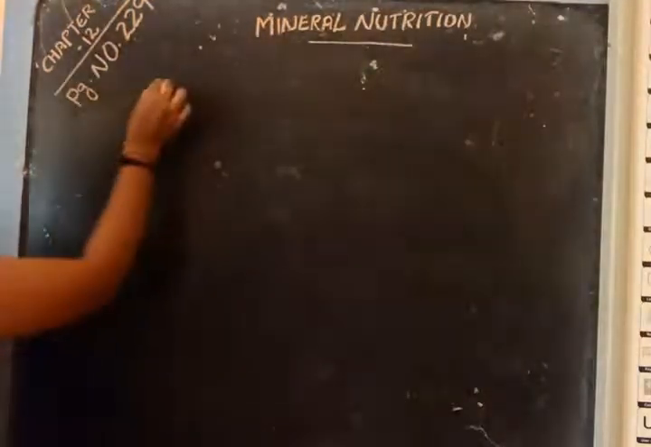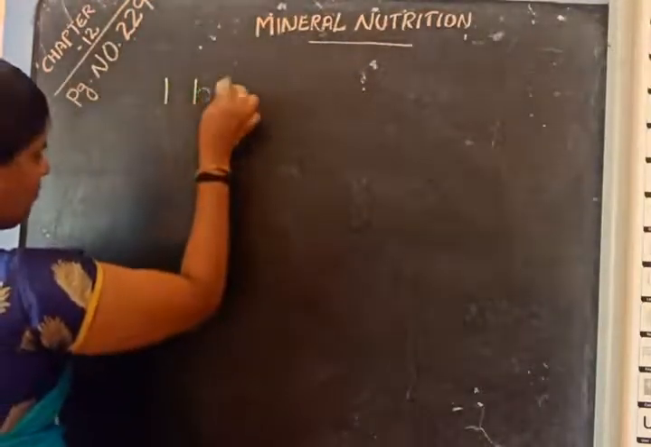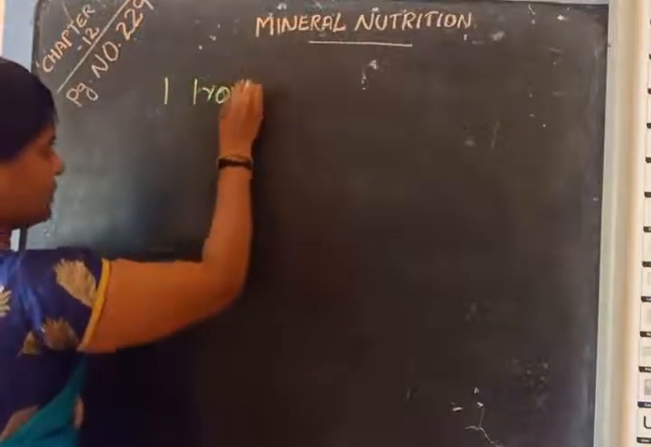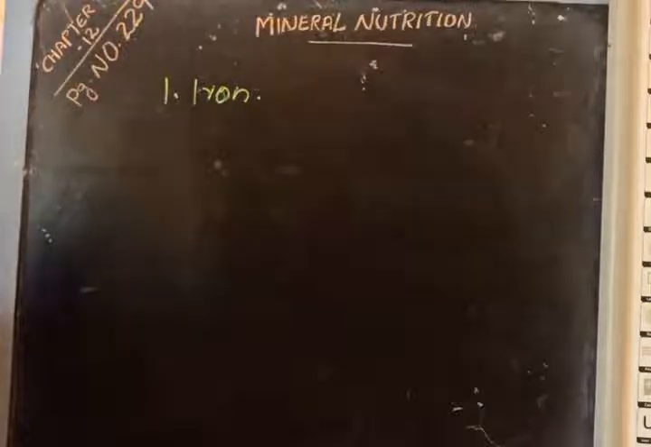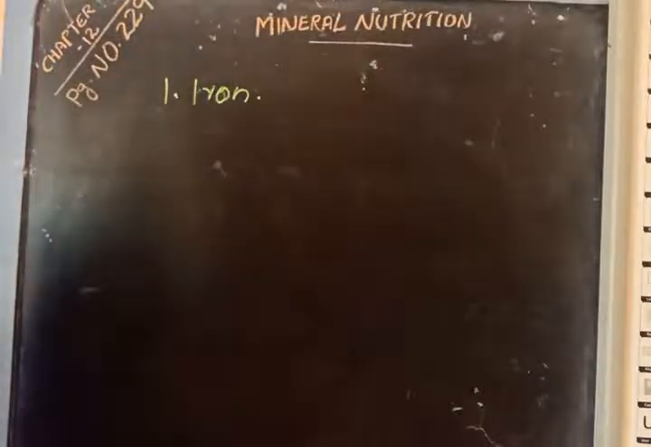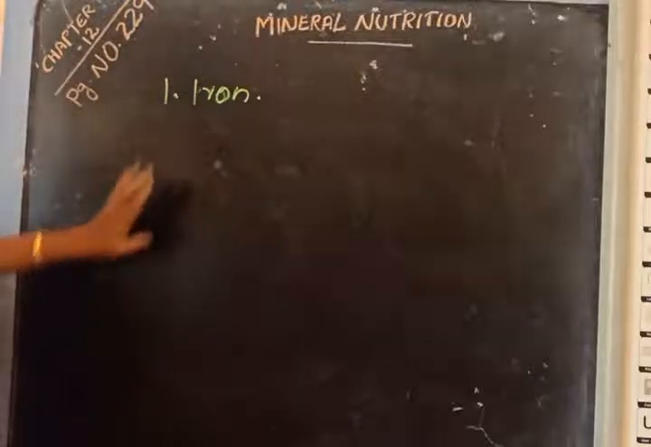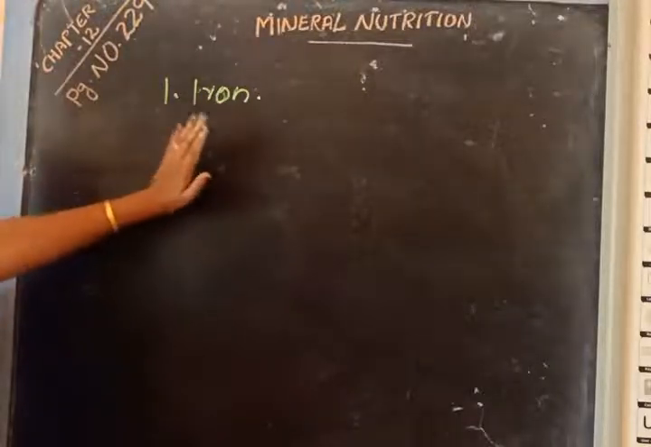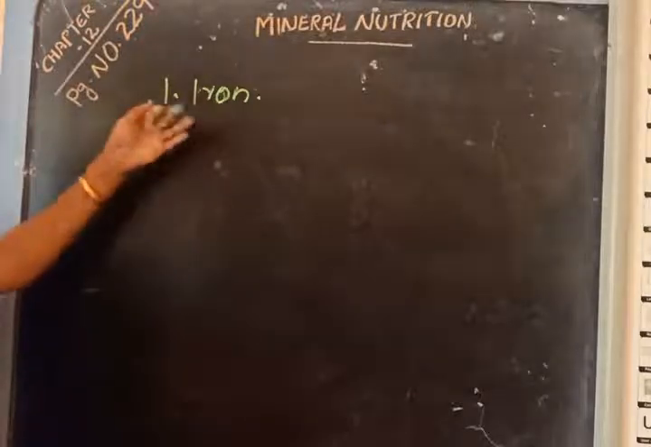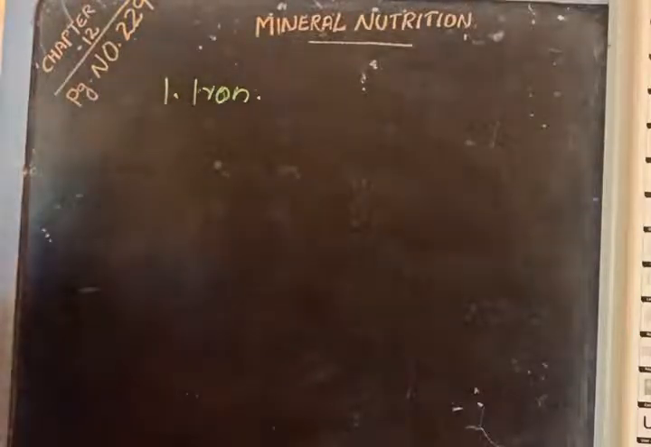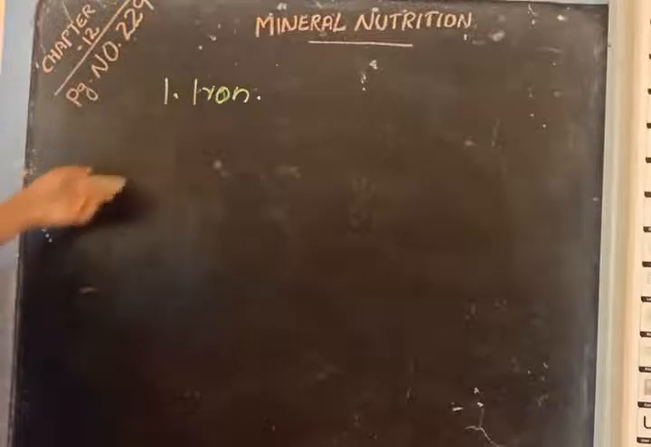First one, iron. Iron is required in lesser amounts than macronutrients but larger than micronutrients. Hence, it can be placed in either group. So we can't say iron is a macronutrient or a micronutrient, because iron is required in a lesser amount than macronutrients, whereas a higher amount than micronutrients.